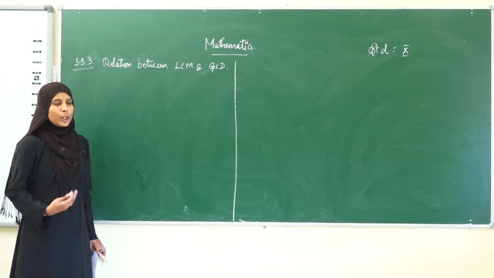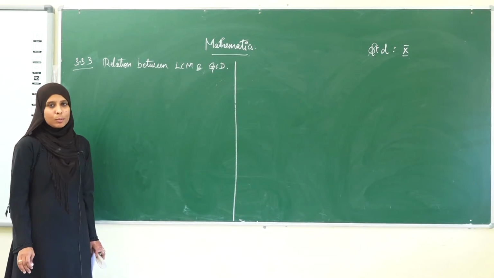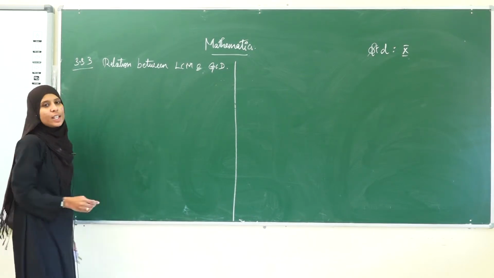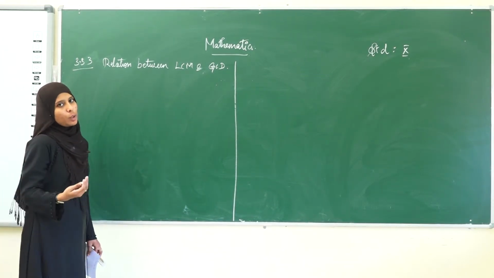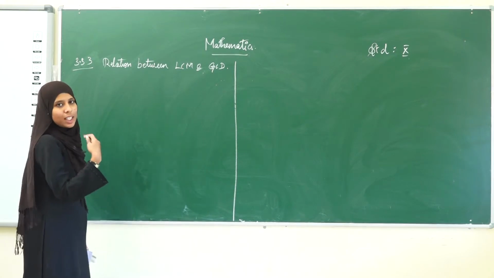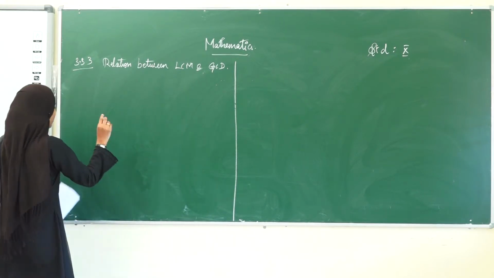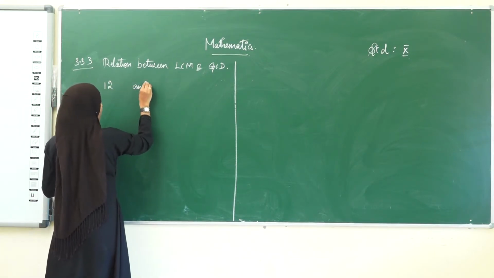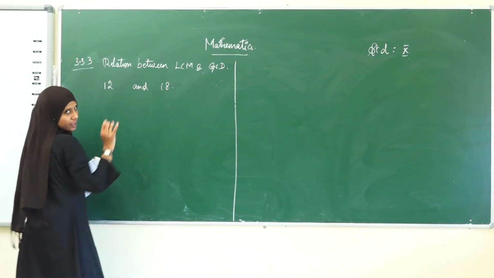In the last videos we have seen the LCM and GCD of polynomials. Here it is 3.3.3, that is the relationship between LCM and GCD. We are going to see the relationship between LCM and GCD of polynomials. So first let us consider two integers 12 and 18. Let us see what is the relationship between these integers.